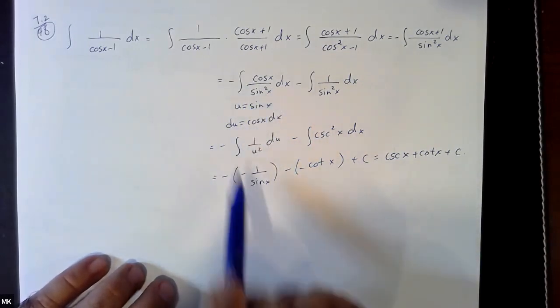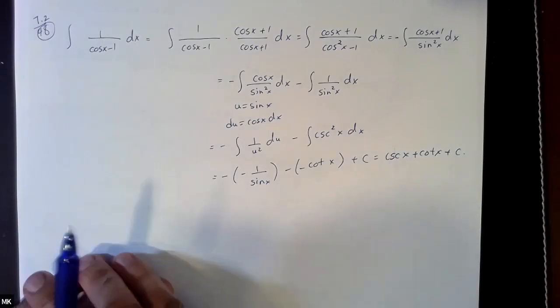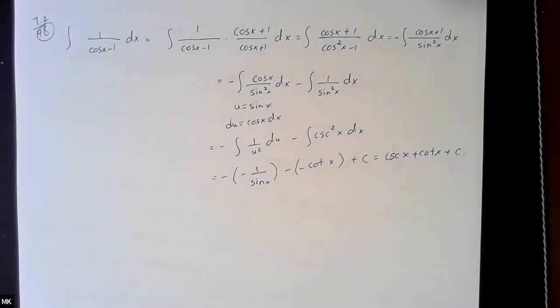Let's see. You could have also written cosine over sine as cotangent, and then the antiderivative of that, of course, would be cosecant. So you could have done it that way too. Just whatever comes to mind, whatever works for you, that's perfect. Okay.